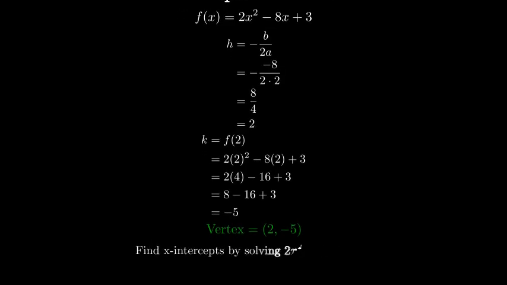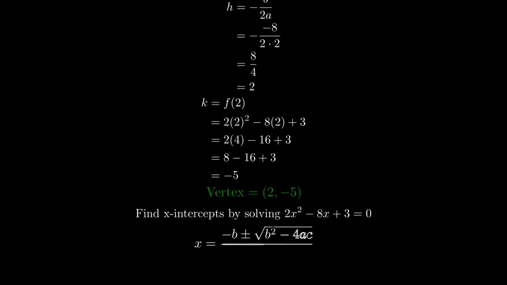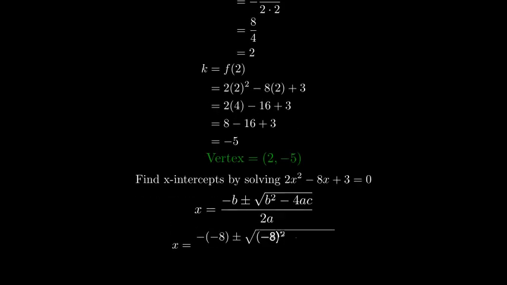Now, let's find the x-intercepts by solving the equation 2x squared minus 8x plus 3 equals 0. We'll use the quadratic formula. x equals negative b plus or minus the square root of b squared minus 4ac, all divided by 2a. Substituting our values, we get x equals 8 plus or minus the square root of negative 8 squared minus 4 times 2 times 3, all divided by 2 times 2.